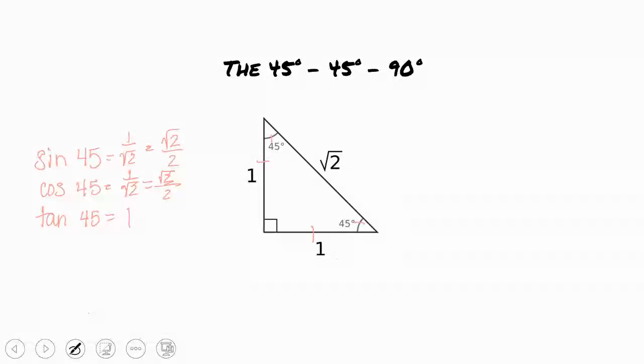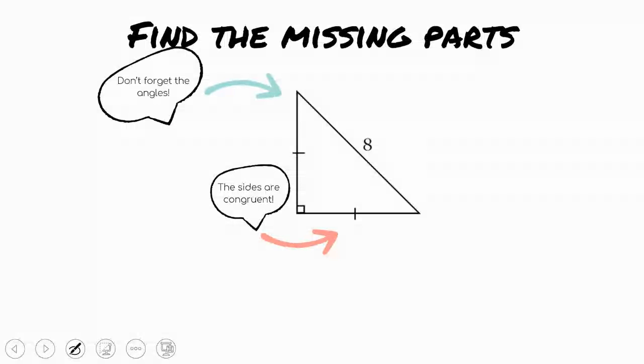Now let's look at a triangle that does not have anything labeled, but we do know this is a 90-degree triangle, a right triangle. We also know that the two sides are congruent. So this has to be a 45, 45, 90 triangle. There's no other options, okay? So when you're finding the missing parts, don't forget that that includes the angles you need to find. And now we only have to really find one leg because when we do, we'll find the others.